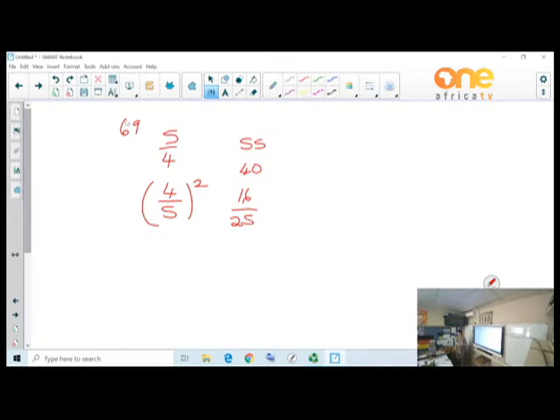16/25. Easy question, but you forget this. Question 68. Calculate the area of an equilateral triangle with sides 10 centimeters. There's the equilateral triangle. Now, there are two ways. Remember that one side is 5. So I can use half base times height, calculate that side, and then get the area.